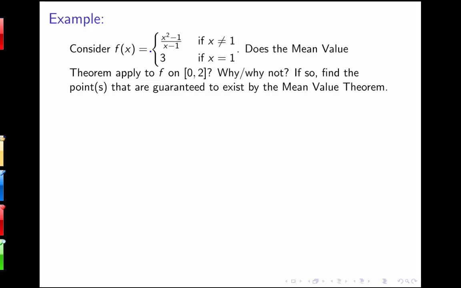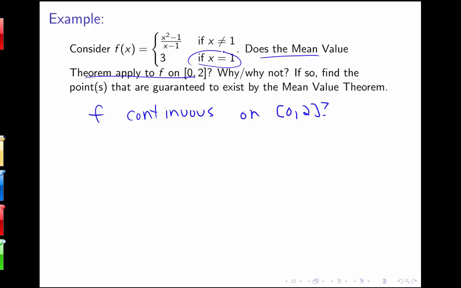So here we've got a piecewise function, and we want to know whether the mean value theorem applies. So I first consider, is f continuous on the interval from 0 to 2? And since I have a piecewise function, I need to worry about what's happening near 1. So I see that f of 1 is 3. So notice that we're reviewing a few things from earlier sections within this. So this is good practice for us.